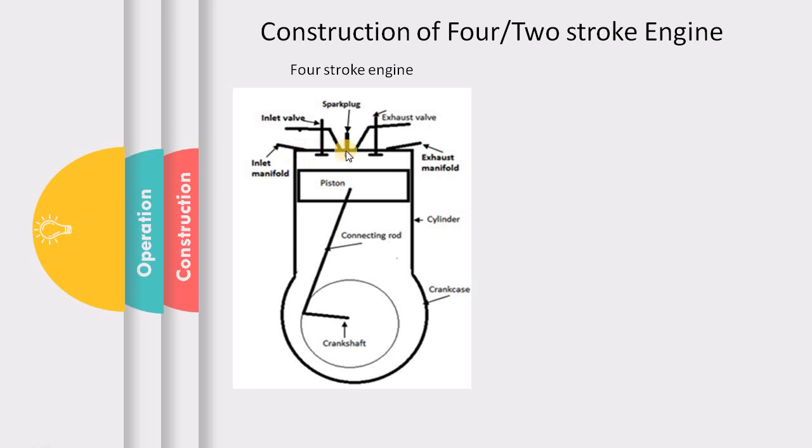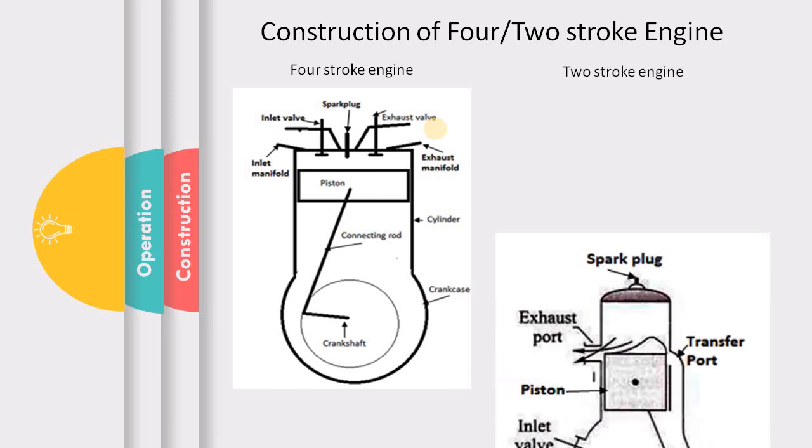completion of one cycle. And the combustion is happening over here, and intake happens through the inlet valve. That is, the mixture moves in through the inlet manifold across the valve, and the exhaust happens here across the exhaust valve and through the exhaust manifold.